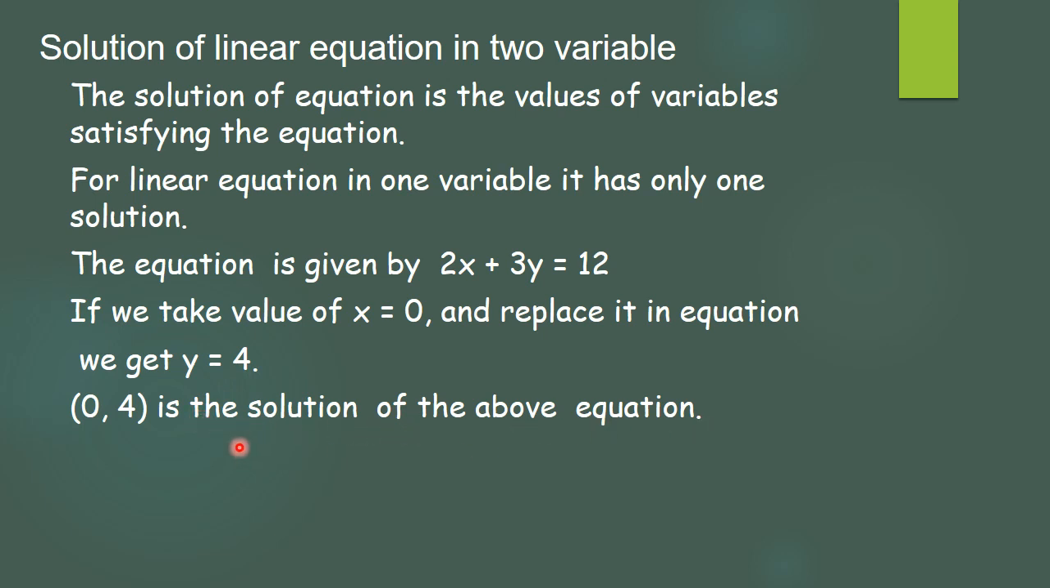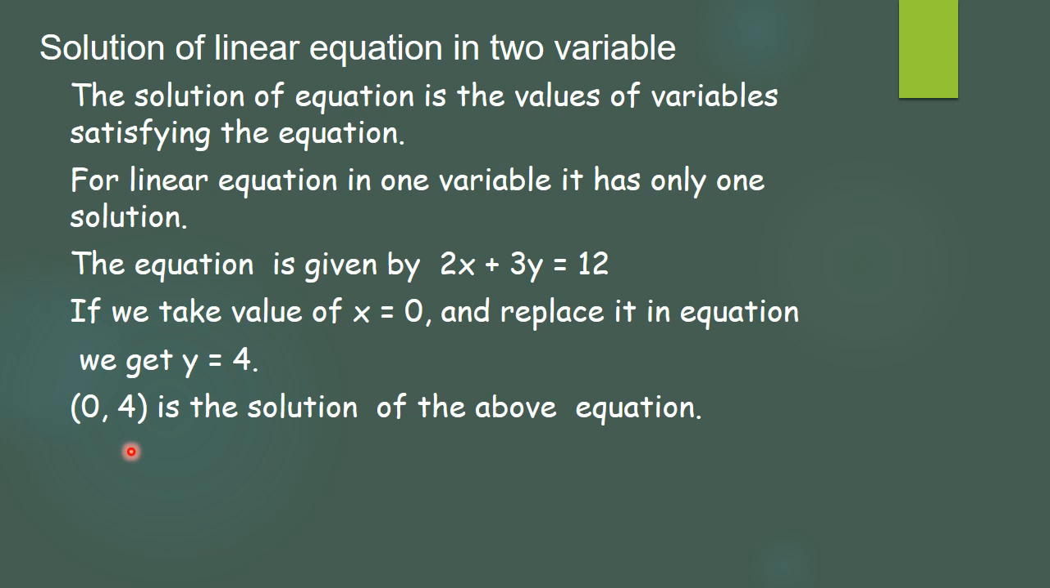And so 0 comma 4 is a solution of the above equation. But is it the only solution? They have not mentioned whether to take x is equal to 0. I have taken x is equal to 0. Anybody can take another value of x, and I will get another value for y, and that will also be a solution. So this is one of the solutions. We will not say it is the only solution, it is one of the solutions of the above equation.